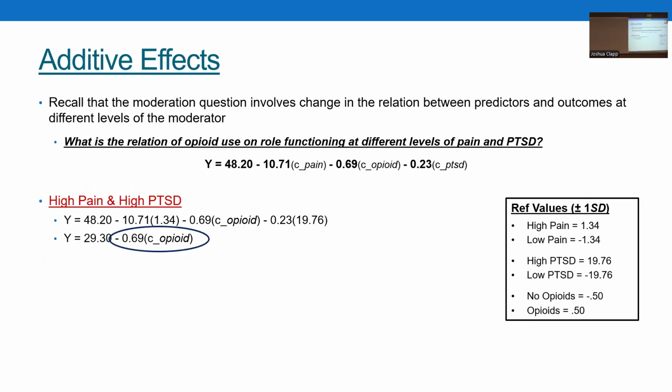All right. Well, if I were to spin this out for people who are using opiates and who aren't, I get for no opiate use an expected value of 29.65, and for people who are using opiates, an expected value of 28.96. We'll see where I got those from. We're just putting in what corresponds in my data set to a value of negative 0.5, which is no opiates, and a value of 0.5, which is opiate use. So just dropping that in there.